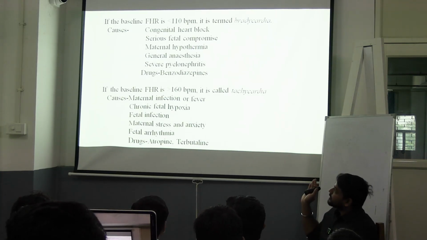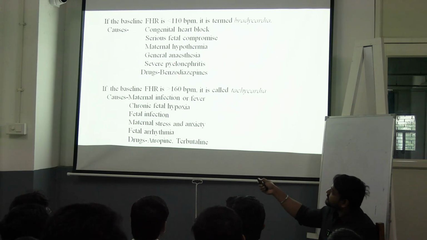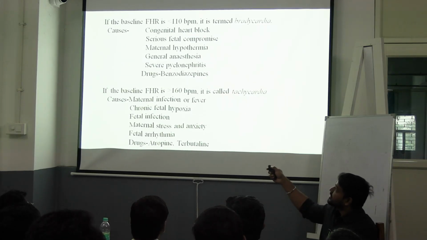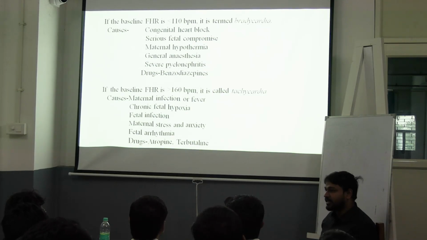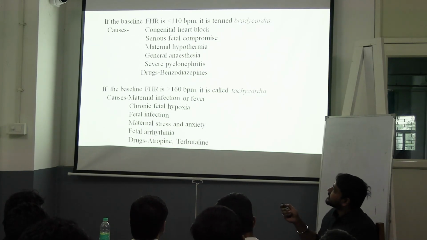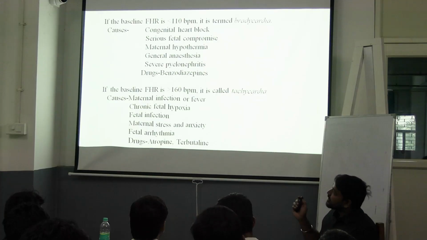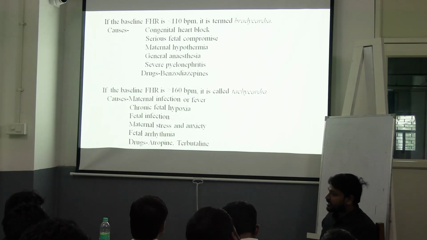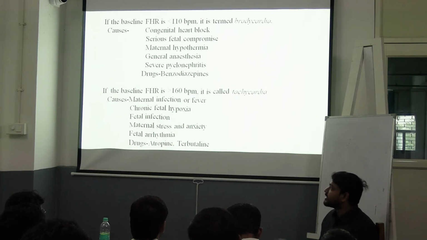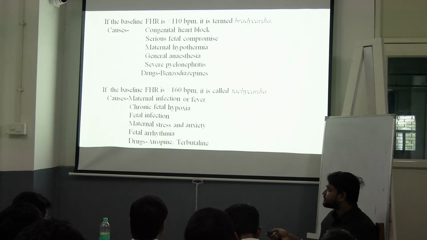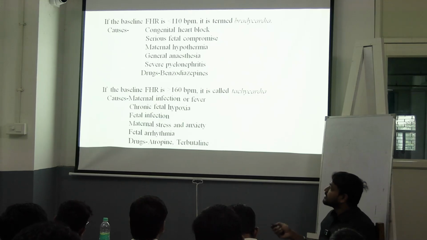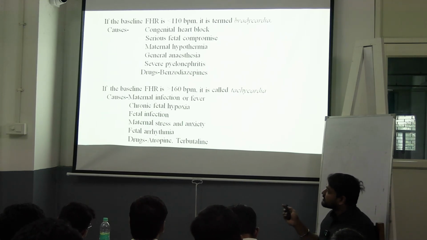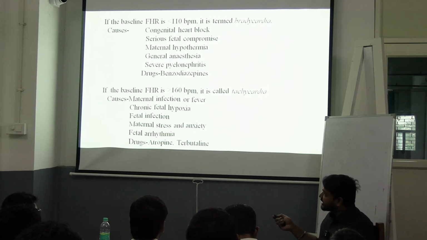What are the causes for bradycardia, and this is tachycardia. If the heart rate is less than 110, we call it bradycardia. If it is more than 160, we call it tachycardia. When the heart rate is less than 110, there may be congenital heart block, hypothermia, the mother under general anesthesia, or benzodiazepines. When the fetal heart rate is more than 160, there may be fever, fetal infection, maternal stress or anxiety, or atropine or terbutaline.